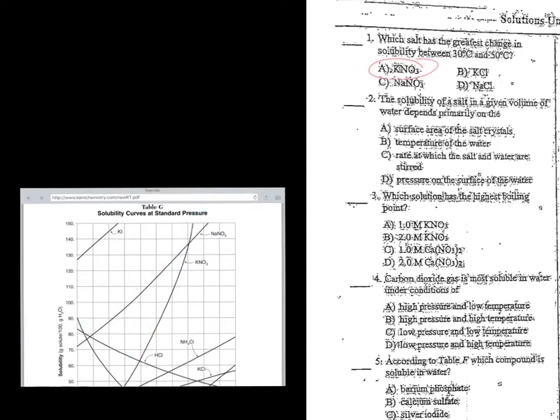Next, number 2, the solubility of a salt in a given volume of water depends primarily on, so salt is a solid. It's a solid which is dependent just on temperature. If you imagine pouring a solid into water, it's going to immediately plop in. So the only thing you can really change is with temperature. Mostly. A and C we didn't really learn, and then pressure is another thing we learned, but that doesn't involve solids. That's only for gases.